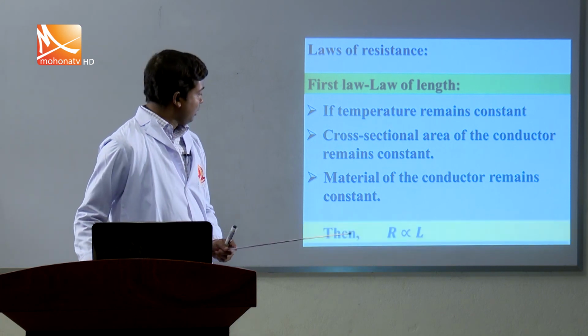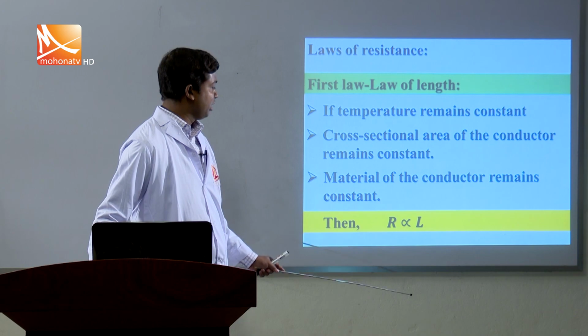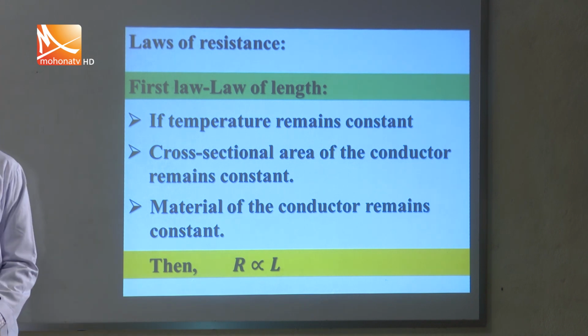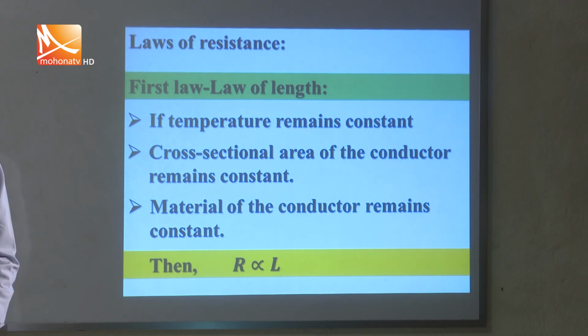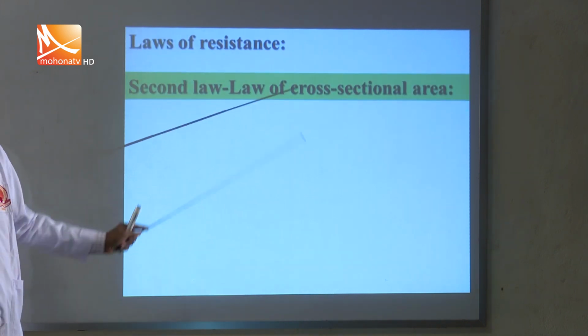R is proportional to L. That means the more the length of the conductor, the more the resistance of the conductor. That means if you take 2 conductors, one is 1 meter in length and one is 5 meters in length, having the same cross sectional area at the same temperature, then the conductor whose length is 5 meters will give more resistance.